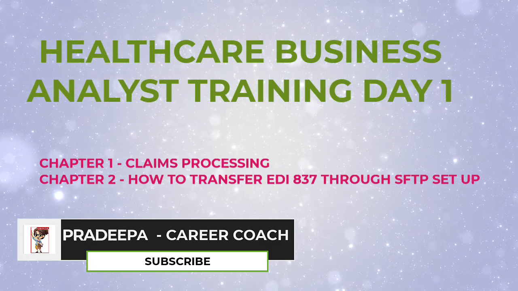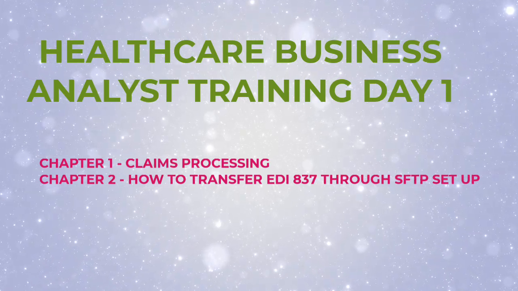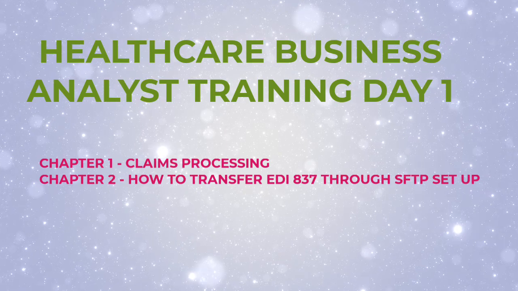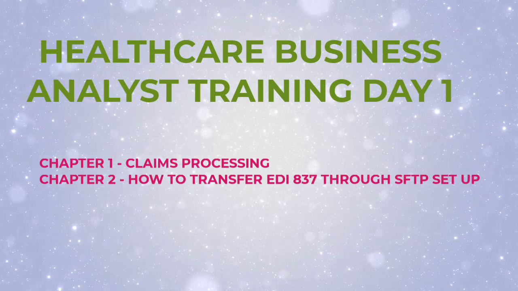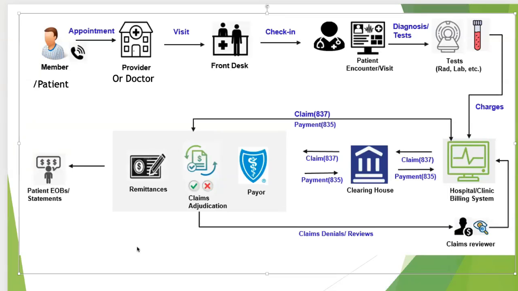Training. So there are two chapters. First chapter is claims processing, and second chapter is how to transfer EDI files through SFTP setup. As a healthcare BA, you need to have a thorough understanding of how a claim is getting processed and how an insurance company gives payments back to the doctors.